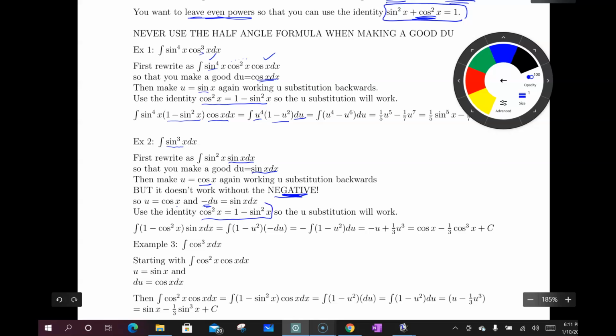This is the identity I want to use, right? Because I want to change this so that u equals cosine works. So sine squared is 1 minus cosine squared. So put in the u of cosine, 1 minus u squared. Replace sine of x dx with negative du. Take the time to pull the negative outside. Take the integral of 1, which is u. And then I multiplied the negative through. And then I put the x's back in.